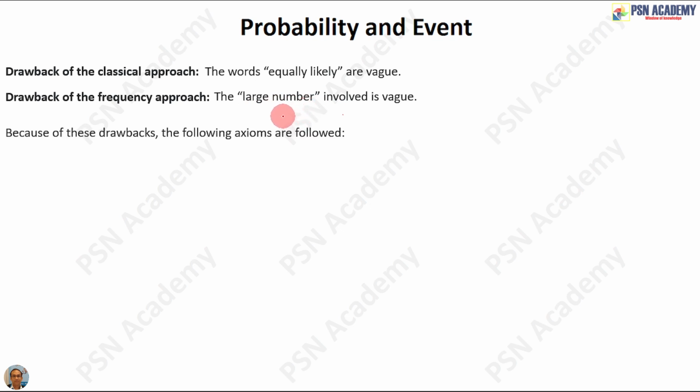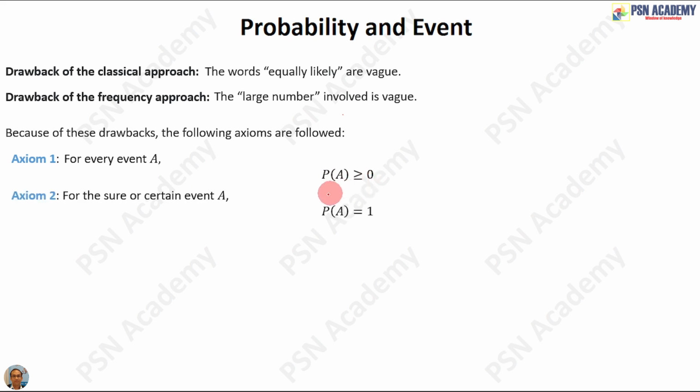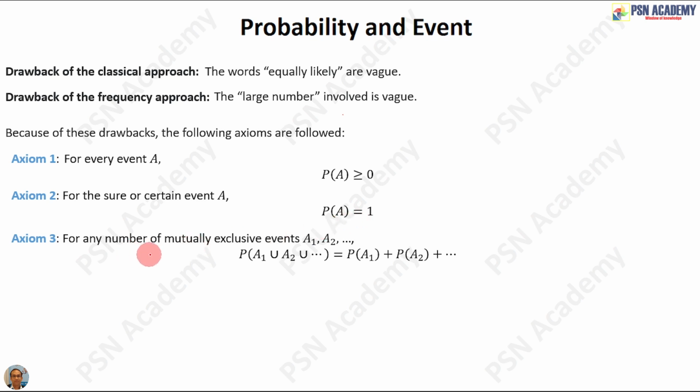To deal with this situation, the following axioms are followed. Axiom 1, for every event A, the probability will be greater than or equal to 0. Axiom 2, if you are sure or certain about some event A, then the probability of the event A will be 1. And the third one, for any number of mutually exclusive events A1, A2 and so on, the probability of A1 union A2 union all other events will be probability of A1 plus probability of A2 plus and so on.